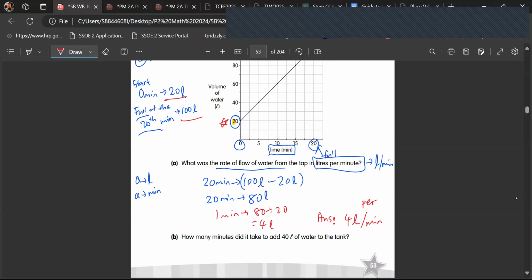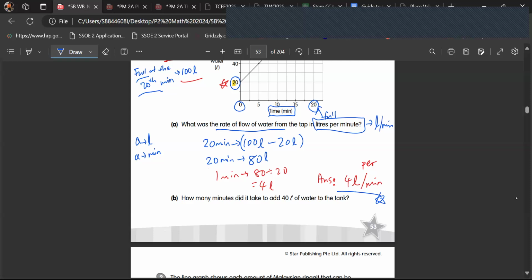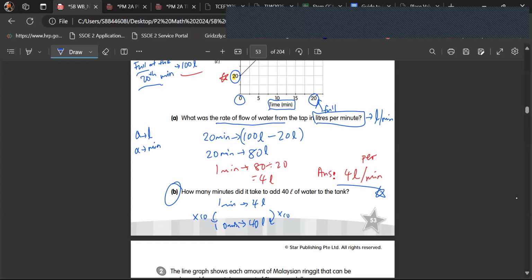Okay, so the next part easy to answer, right? Once you get the rate correct, then it's not difficult to answer already. Can I leave you to answer the rest on your own? So now we know 1 minute is 4 liter. How much do you think we'll get to 40 liter? Okay? So the answer is 10 minutes. Not that difficult, right?